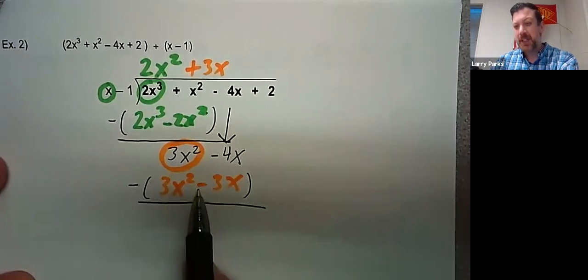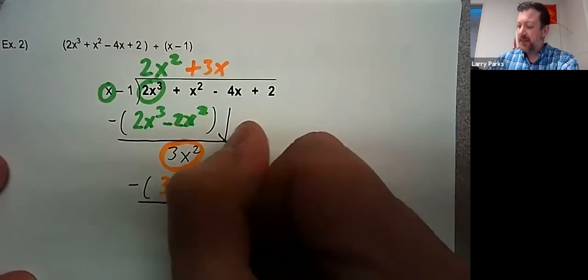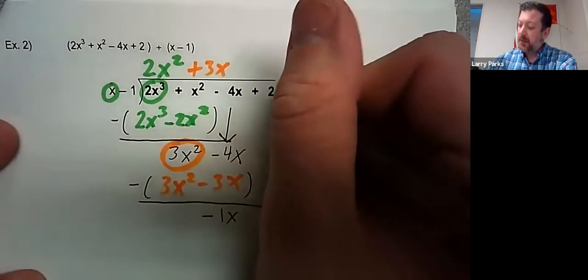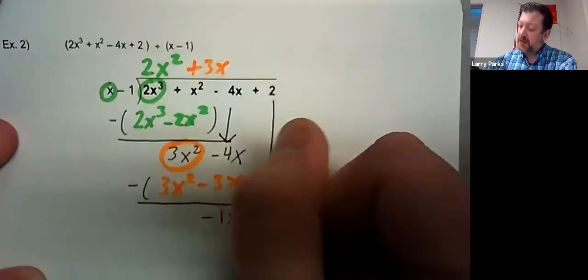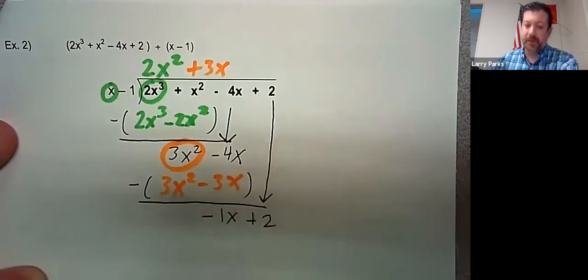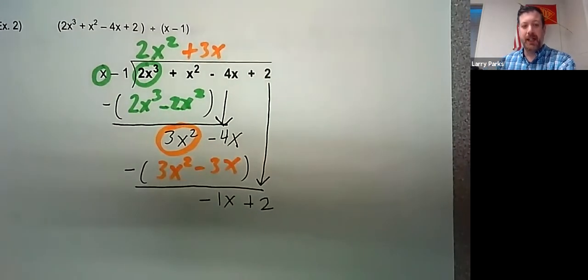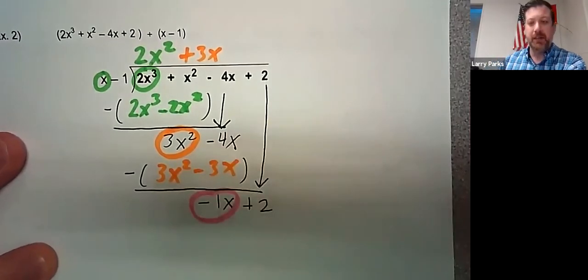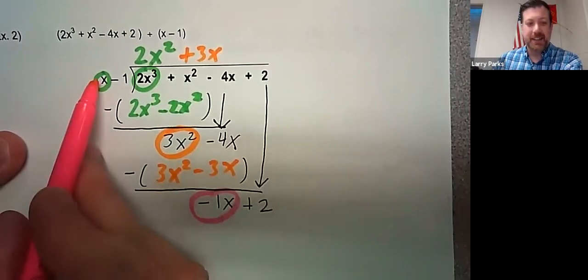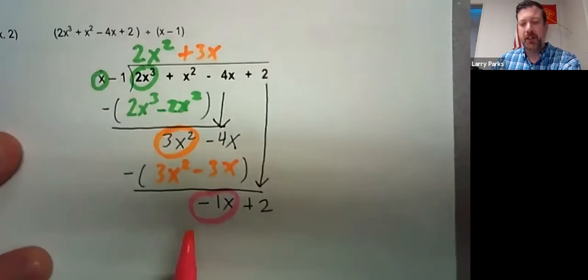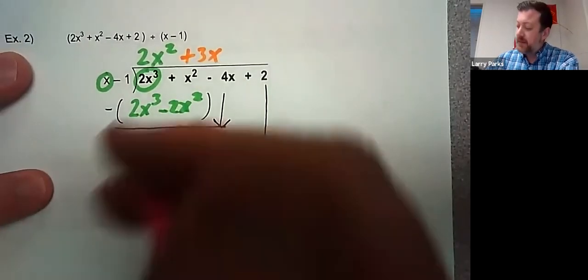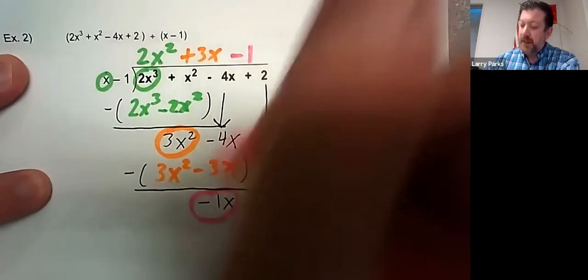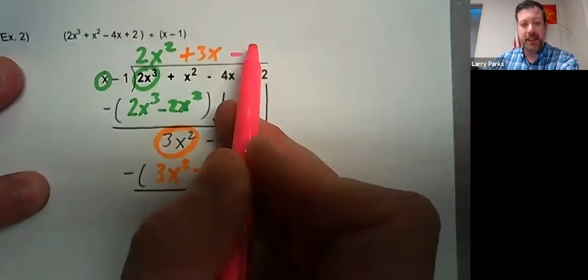Minus negative is the same thing as plus. This is really -4 plus 3. That's -1x. Bring down my 2. And then I ask myself, x times what is -1x? So x times what is -1x? That'd be -1. I take -1 times x. I take -1 times 1.